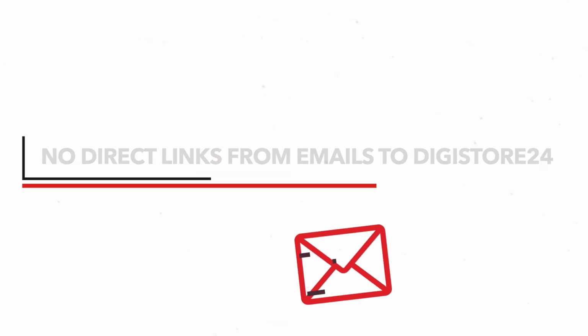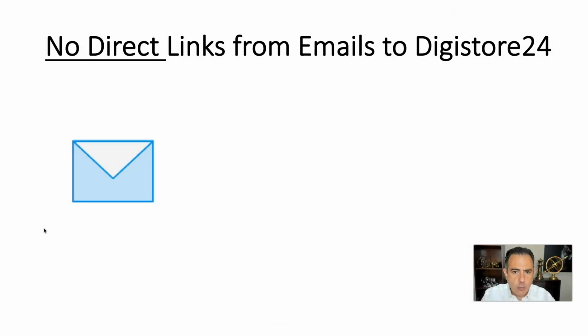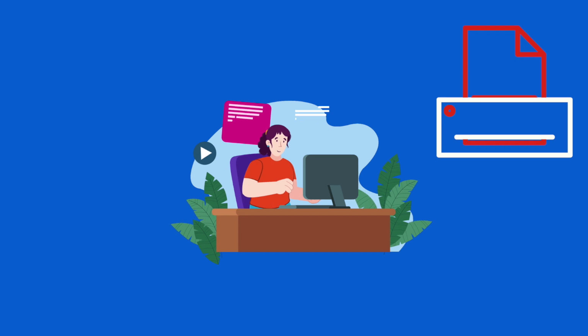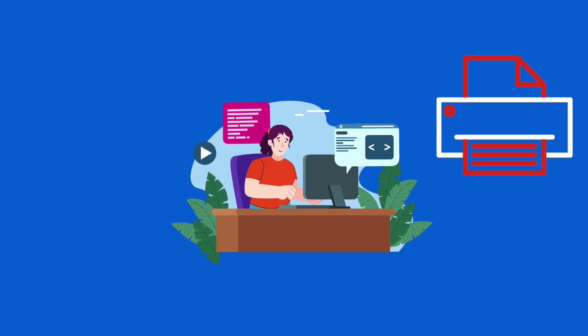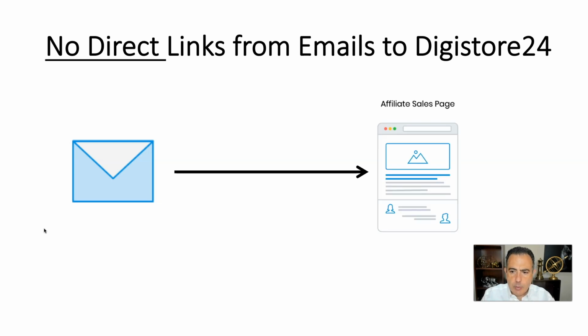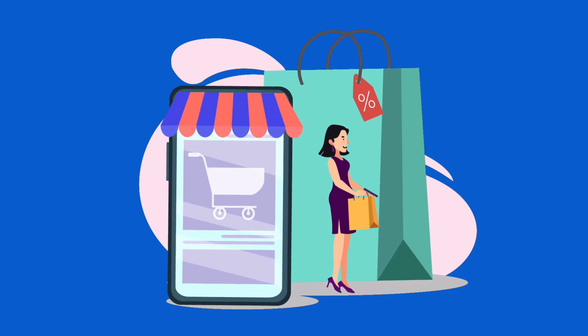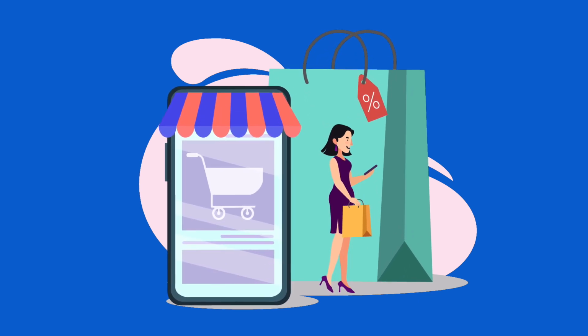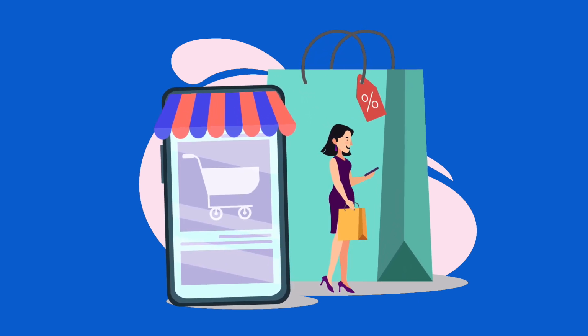What do I mean by that? Now, of course, you're going to be writing some emails, because I showed you how to do that. And I'm going to show you here in just a little bit some examples of how to do it. I'm going to show you a live example, in other words, a real example. No direct links from email to Digistore24. What I mean by that is, some people, when they send the emails, put a link and send people to the affiliate sales page, and it's not the sales page that I told you how to create.